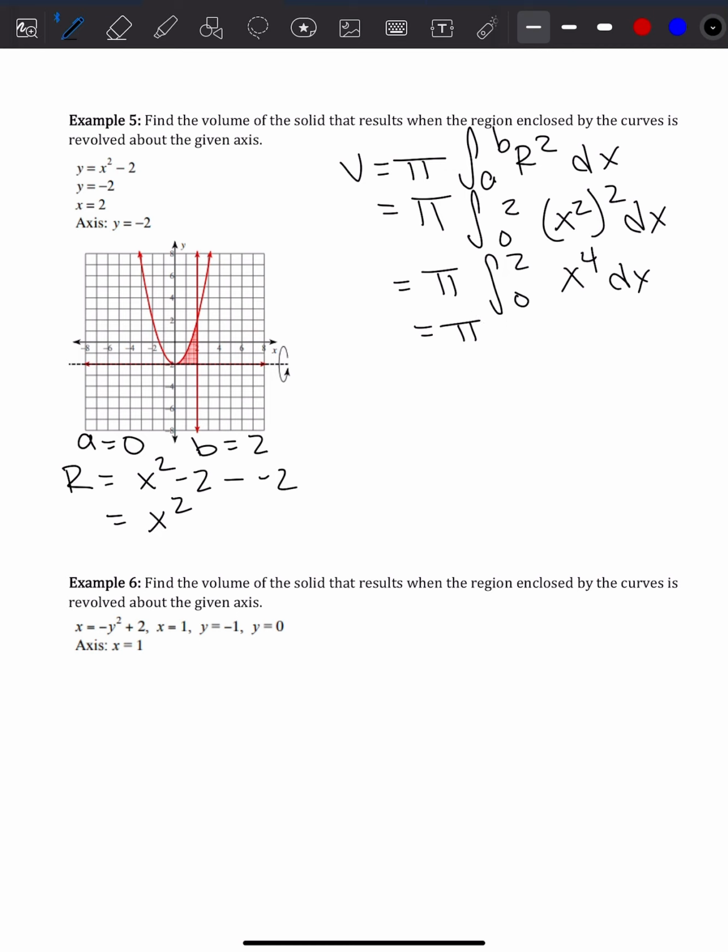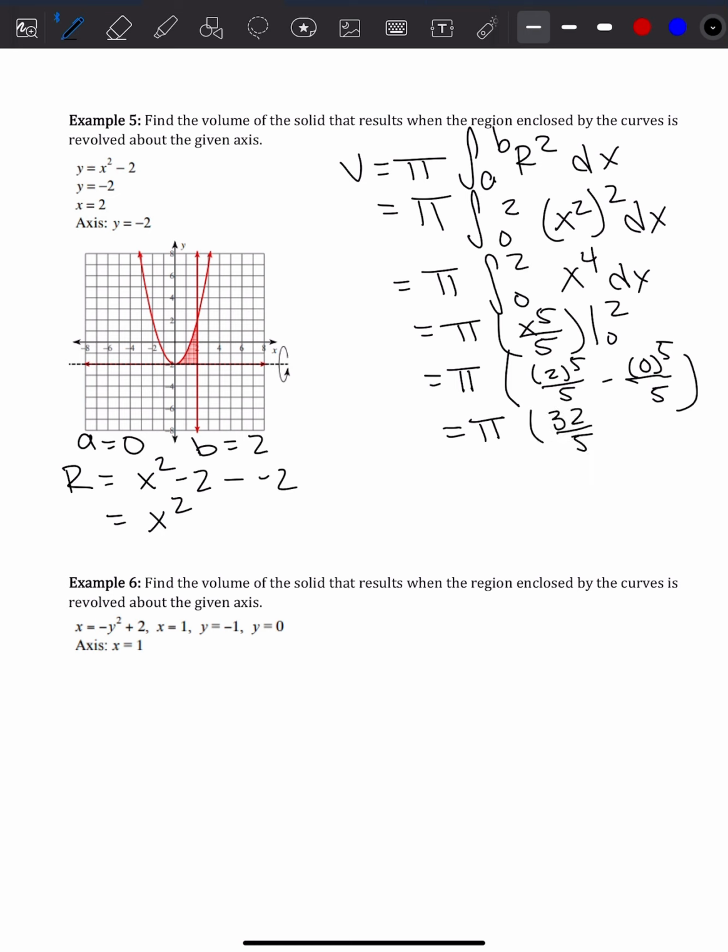The antiderivative of x to the 4th is x to the 5th over 5, and we want to evaluate it from 0 to 2. We're going to plug stuff in. Pi times 2 to the 5th over 5 minus 0 to the 5th over 5. 2 to the 5th is 32, and we're dividing it by 5. The other piece will go to 0. So we have 32 pi over 5.